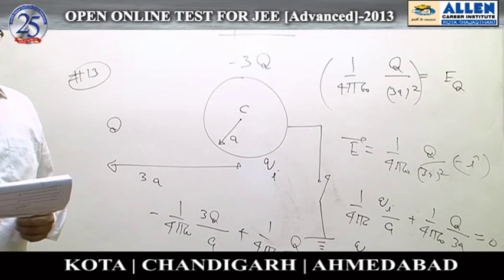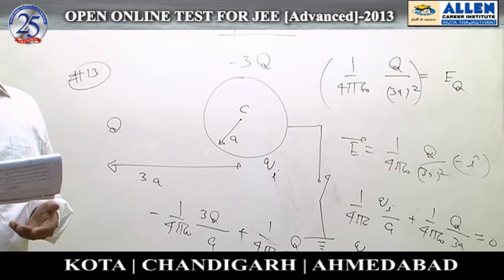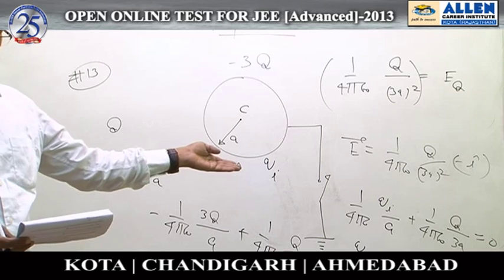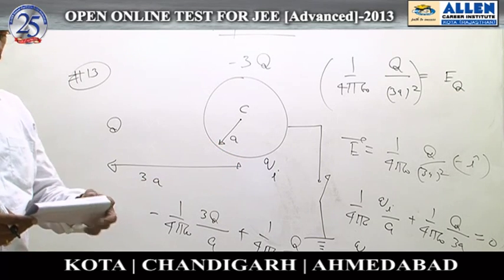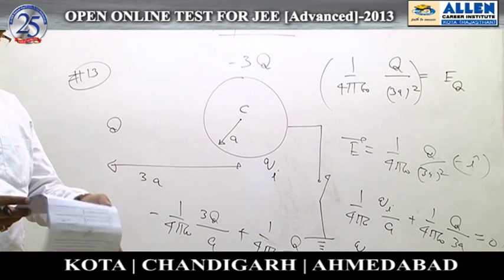Then we check option D. After closing the switch, the charge of the shell is not 0. As we see, the net charge is minus Q by 3. So finally, the correct options are A, B, and C.